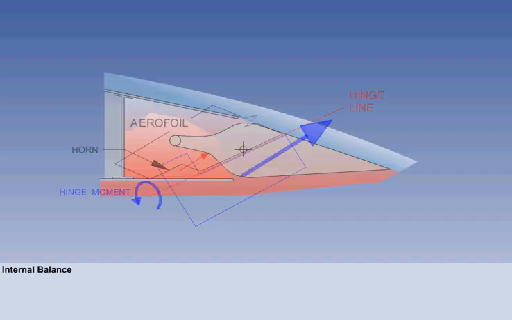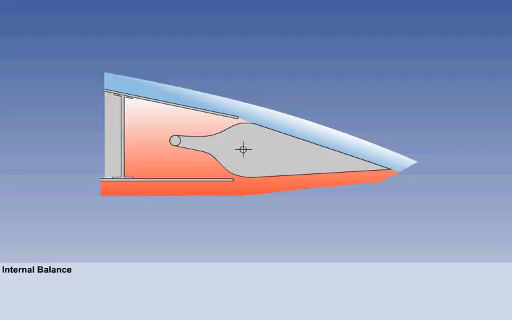The third type of aerodynamic balance we will consider is the internal balance, which uses the pressure difference between the upper and lower surfaces of the aerofoil to reduce the hinge moment.